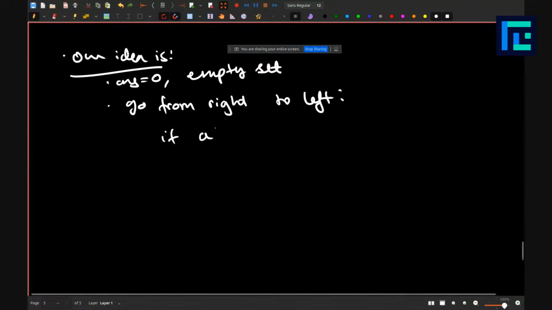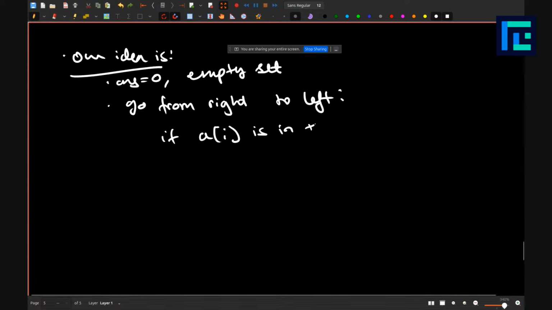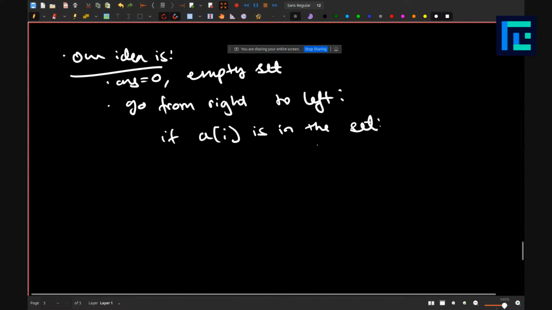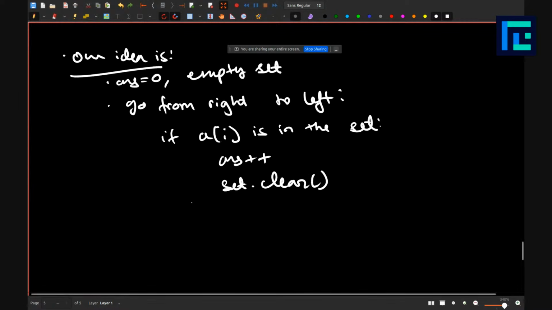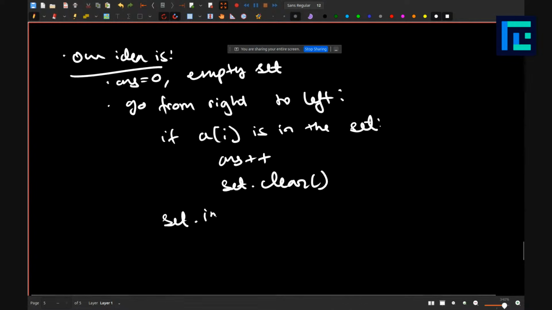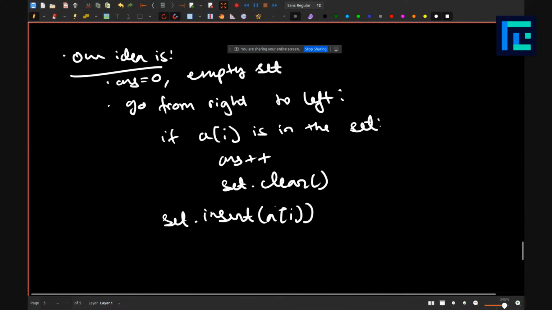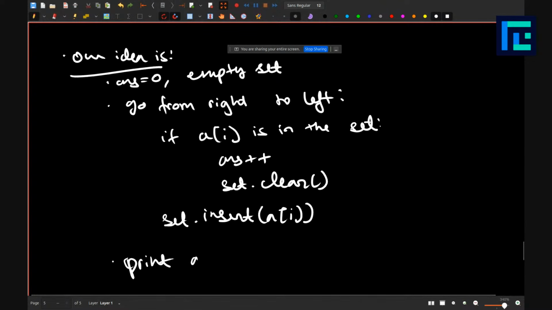If the current element, so if a of I is in the set, that means that we XOR the whole prefix. So we can say that the whole prefix will now be different from the remaining numbers. So what we'll do is we can do answer plus plus because we used one operation, and we can do set dot clear, and now we can add this number to the set. Okay, so we'll do set dot insert a of I, right? Because each time we need to do the XOR operation, we can make sure that the whole prefix becomes completely distinct by choosing a very large Z. That's our essential idea. And now finally, when we're done all this, we can just print the answer, right?